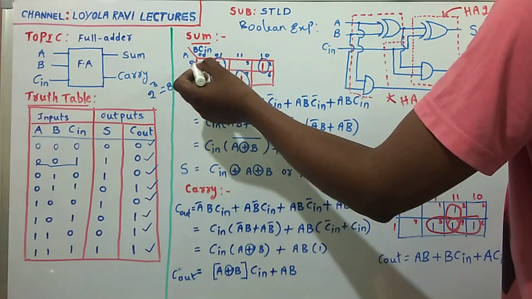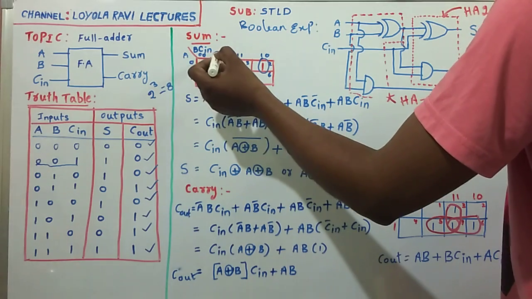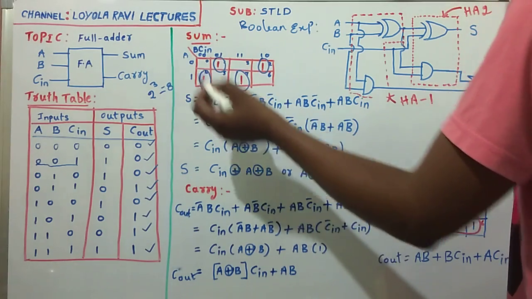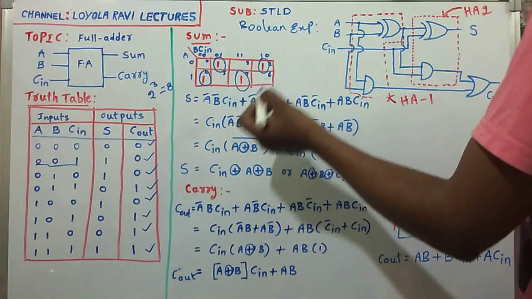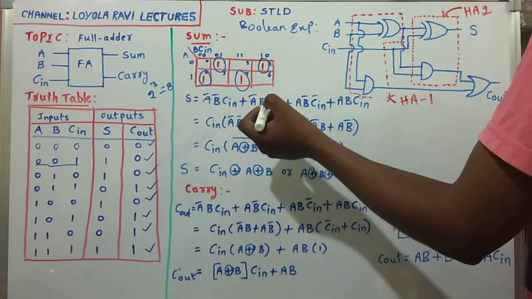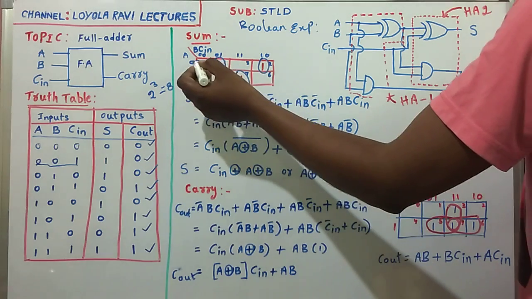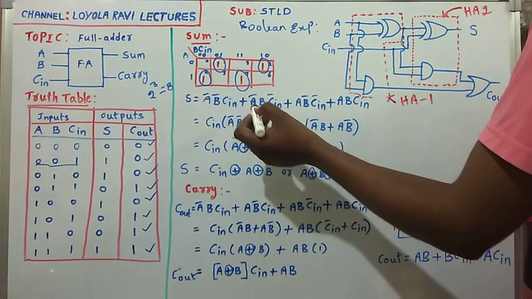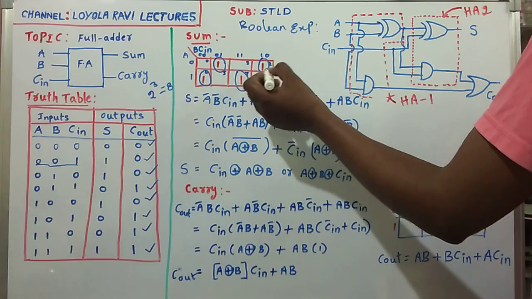This one, 0 0 1: 0 is nothing but A bar, 0 is nothing but B bar, 1 is nothing but C in. So A bar, B bar, C in. Next, A bar, B, C in bar. That is this one: A bar, B, C in bar for this minterm.